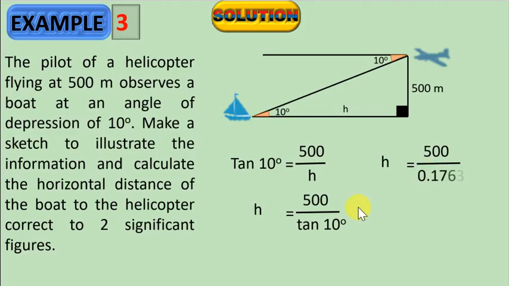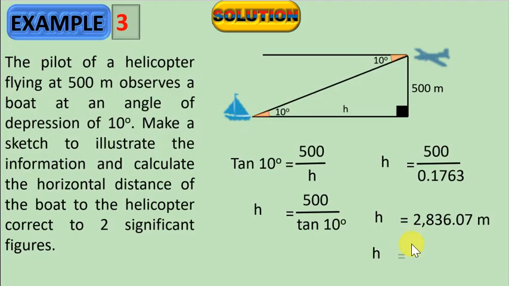Then we write it here, 0.1763. So now, using the same calculator, we divide 500 by 0.1763. So the h will give me 2,836.07 meters. But remember, we are asked to calculate the horizontal distance correct to two significant figures.